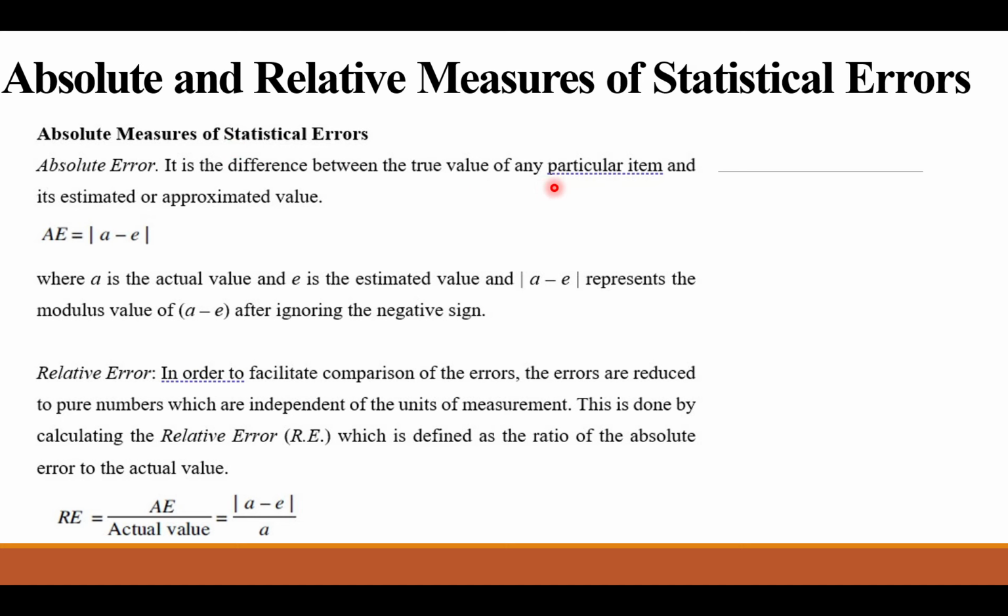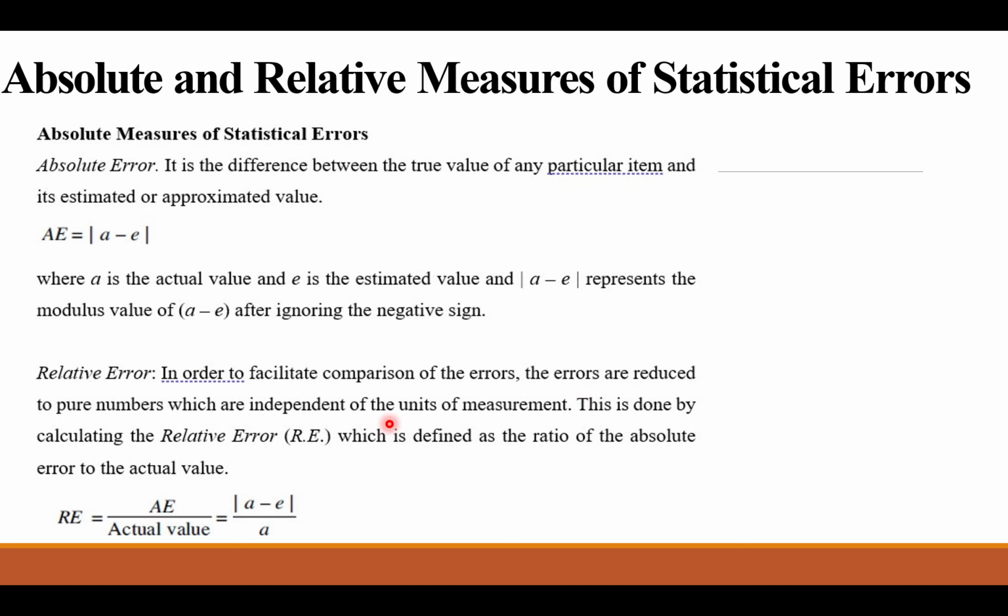Then absolute and relative measure of statistic. What are the absolute measures? Absolute error is the difference between the true value of a particular item and its estimated or approximated value. So absolute error is equal to the true value minus the estimated value. A is here the actual value and E is the estimated value. So |A − E| represents the modulus value of A minus E, after ignoring the negative sign.